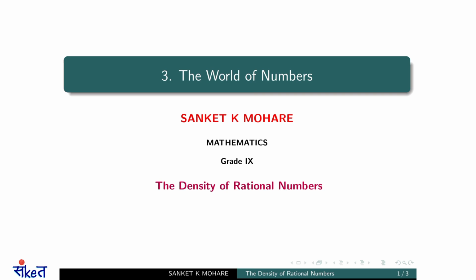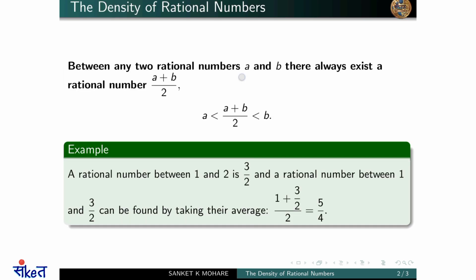The word dense means a lot of information in small space, but the exact meaning of dense depends upon the context in which we use it. So here we are using the word dense in terms of numbers, especially for rational numbers. So density of rational numbers means rational numbers are dense, but where? Between two numbers there are so many rational numbers. This is the meaning of the density of rational numbers.